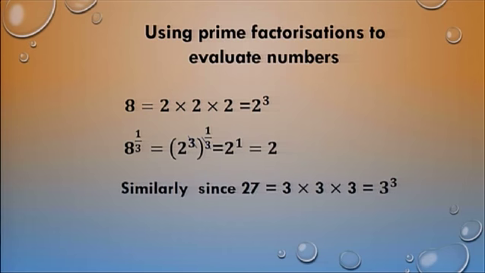Similarly, since 27 is equal to 3 times 3 times 3, it is equal to 3 power 3. 27 power 2/3 is equal to 3 power 3 power 2/3. These two 3s will get cancelled. We have as answer 3 power 2, equal to 9.